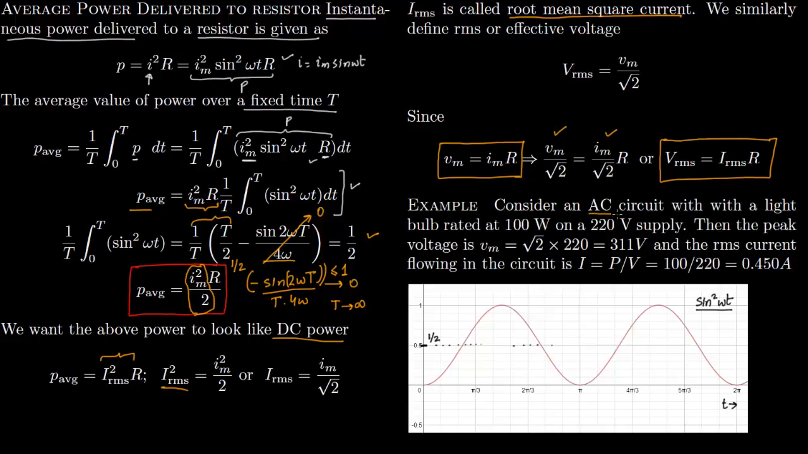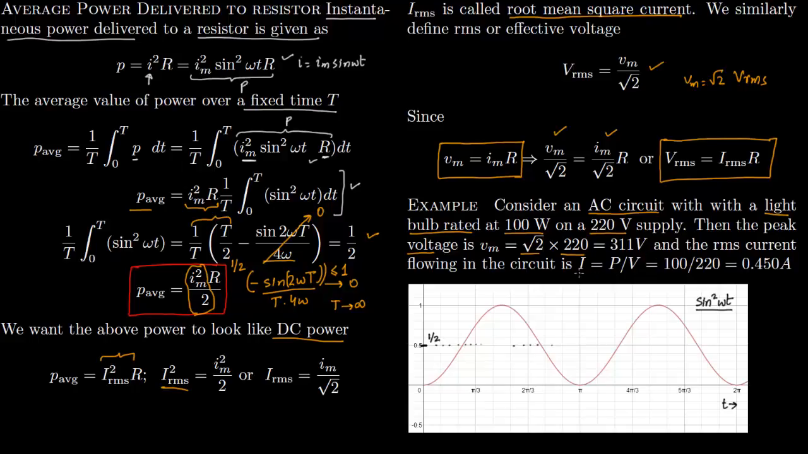Now we consider an example. Consider an AC circuit with a light bulb, and this light bulb is rated at 100 watts power and 220 volt supply. Peak voltage is always √2 times the RMS voltage. When a rating is given to us, the rating is most likely in RMS. So for peak voltage, you multiply RMS voltage by √2. So Vm is equal to √2 times V RMS, and we get 311 volts.